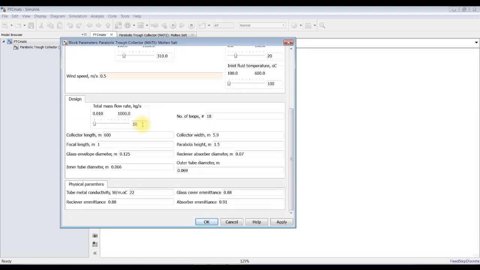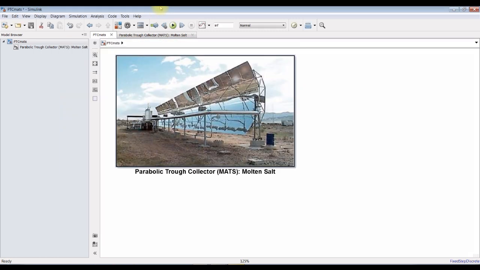And we can assign the total mass flow rate, and the number of loops that we are going to use. Suppose it's 20 loops. Then collector segment length, collector width, focal length, receiver diameter, outer glass envelope diameter, and some physical properties such as metal type, glass cover emittance, absorber emittance, and receiver emittance. Okay, we can run our model.